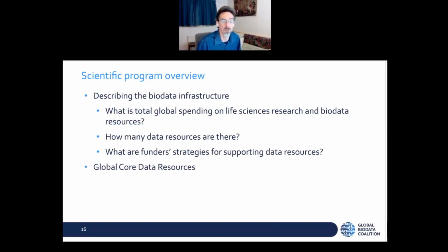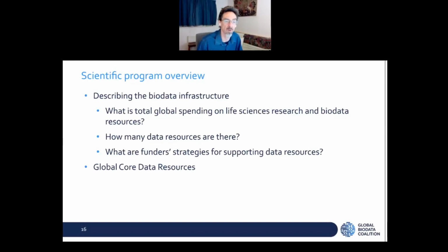And then what are funders' strategies for supporting data resources? And I should also say policies there. So we've already started asking our board of funders members about their strategies and policies, and we're trying to understand how we can make this information available more widely, both to the funders themselves and also to the greater community. It may be that we have meetings that address these questions as well.